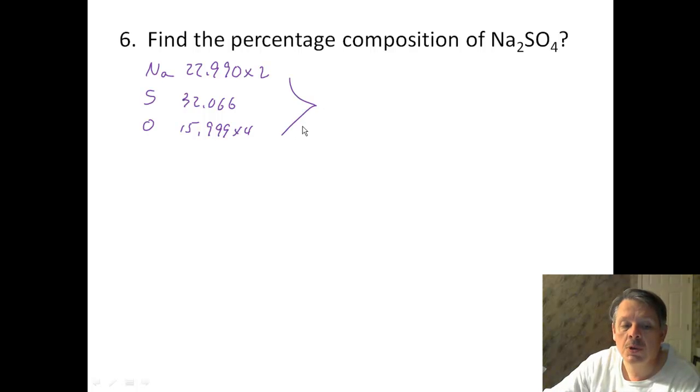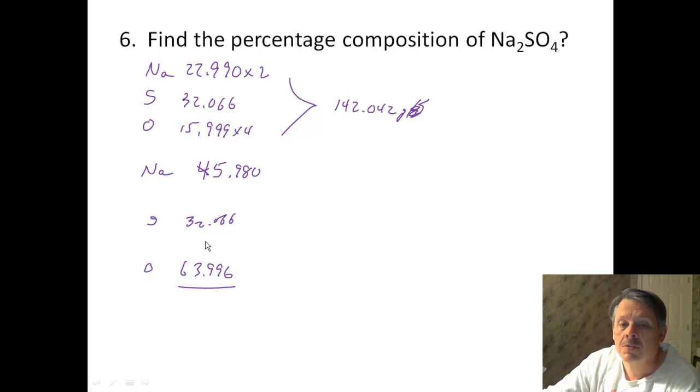I get 142.042 grams per mole. Okay, so now let's take each one individually. For sodium, I have 22.990, and I multiply that by 2, so I get 45.980. For sulfur, I only had 1 of those, 32.066. And for oxygen, I had 4 of them, so that's 63.996.